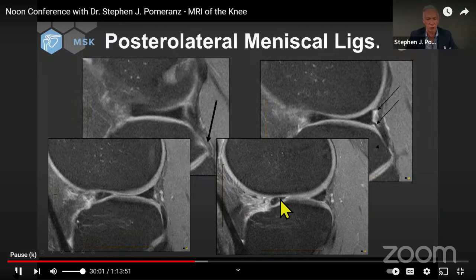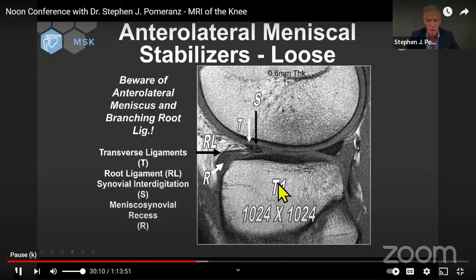a little feathery, a little speckly, and I don't mind if it does that, as long as it doesn't go out into the meniscus body, and more on that right now. So let's go to the most difficult of all the roots, the anterolateral meniscus.